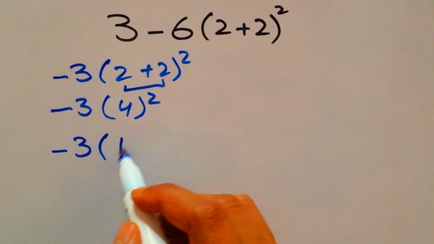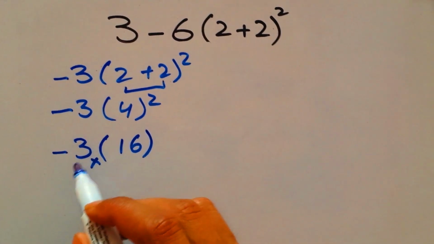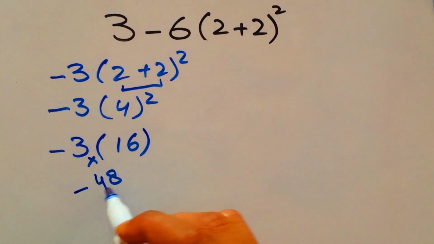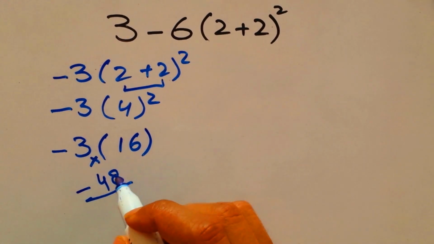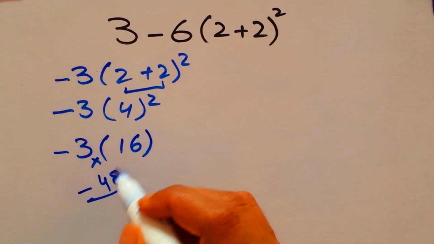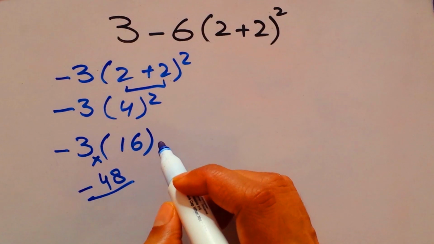Minus 3 and 16. Now here is multiply. So minus 3 times 16 equals minus 48. So you get minus 48, but this is wrong because you ignored the correct order. So now the correct way, step by step, no skipping.